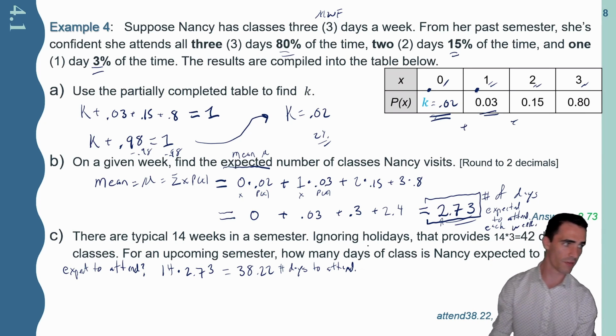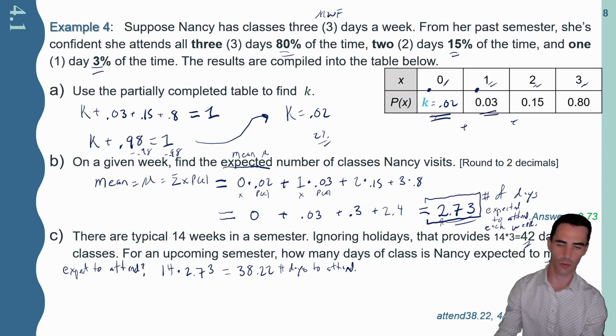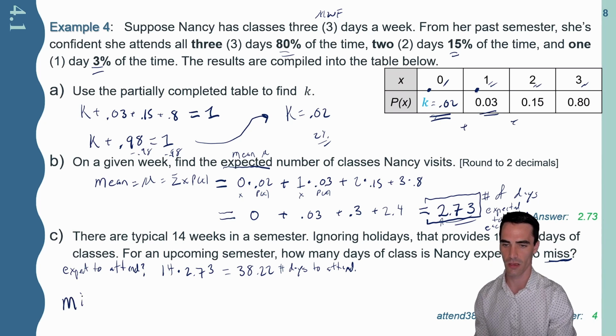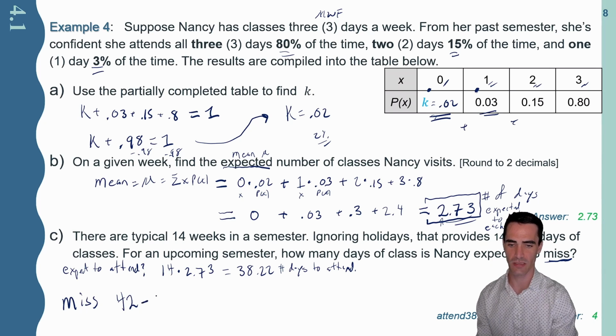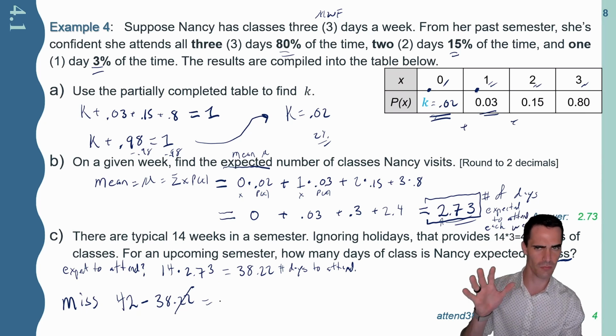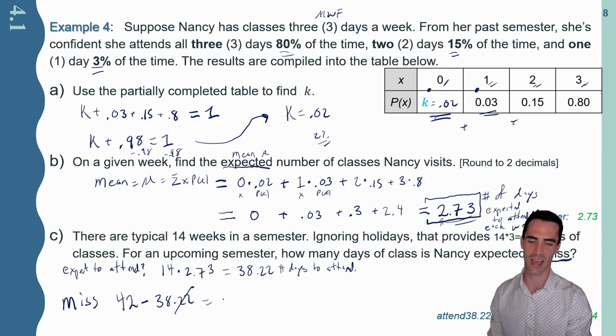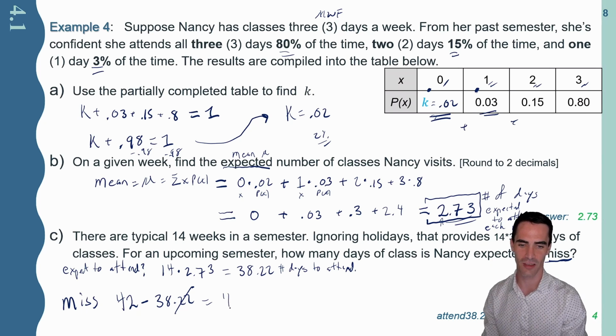And so if 42 days in total, then I know how many she'll miss. She will miss 42 minus this 38.22. If we ignore those 0.22, we should get 4 days that we expect her to miss. Expect to miss. And so this is how we can answer questions like this.